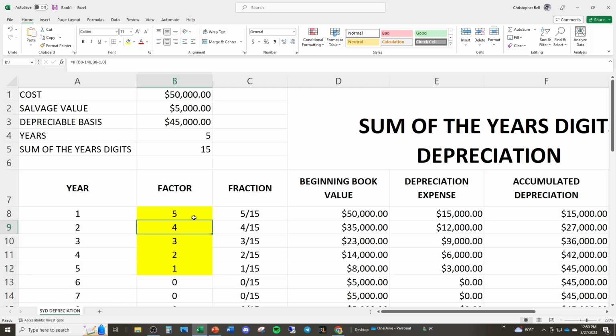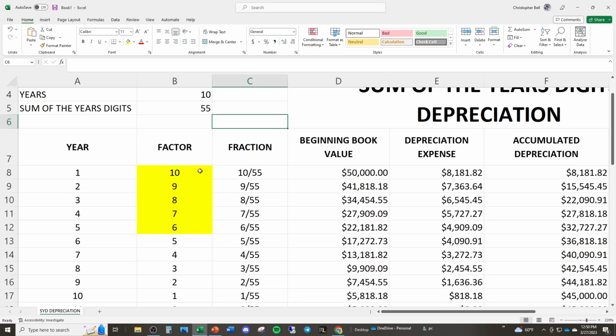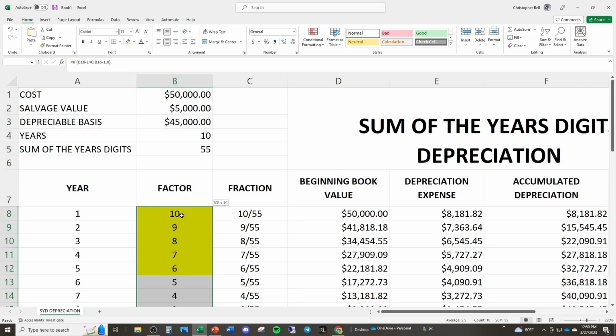So you can see you're taking the prior year's number, you're subtracting 1, and then you're adding it to the prior year's number. So when you sum up all the digits, when you go all the way down to 1, you get a total of, in 5's case, 15. 5 plus 4 plus 3 plus 2 plus 1. Now, if we had 10 years, the sum of the years digits would be 55 because it's 10 plus 9 plus 8 plus 7 plus 6 plus 5 plus 4 plus 3 plus 2 plus 1. Does that kind of make sense?